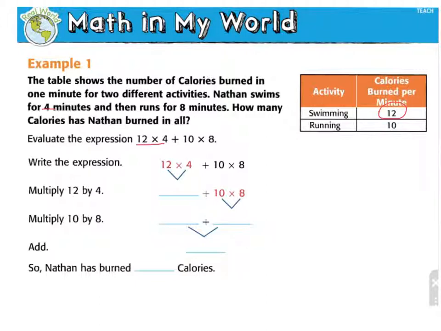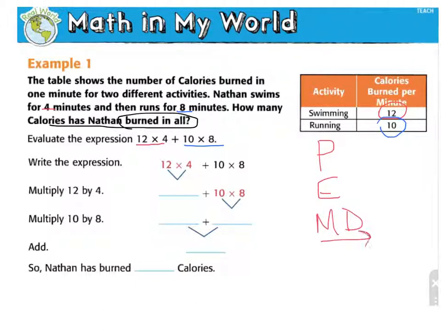I see that running burns 10 calories a minute. And since Nathan ran for 8 minutes, I can find my answer by multiplying 10 times 8. But to determine how many calories Nathan has burned in all, I will need to add both of those products together. I will need to follow the order of operations to find the correct answer. So let's get solving. I know that we've got parentheses, exponents, multiply and divide, add and subtract as our order of operations. So let's check it out.